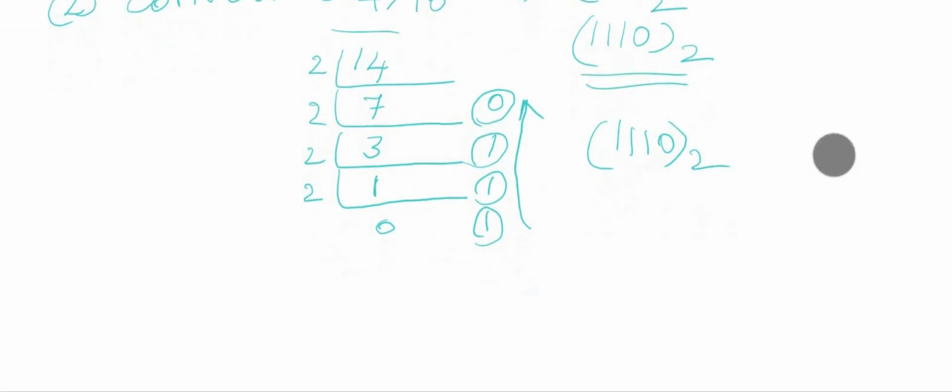Now let's verify the answer. You must verify the answer. So write here 1110 binary. We have to convert that into its equivalent decimal form. Write the number 1110.